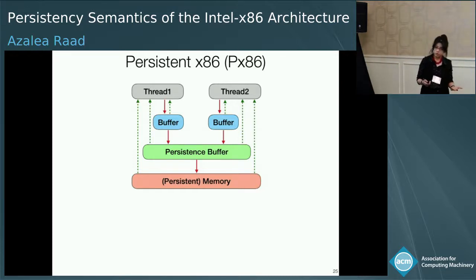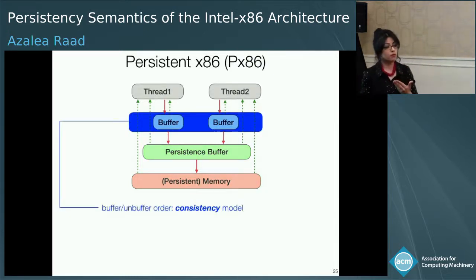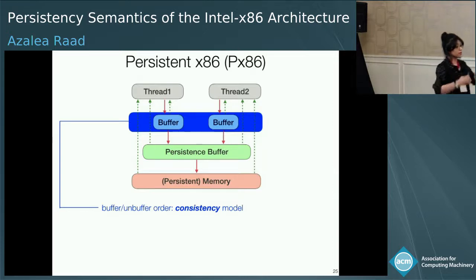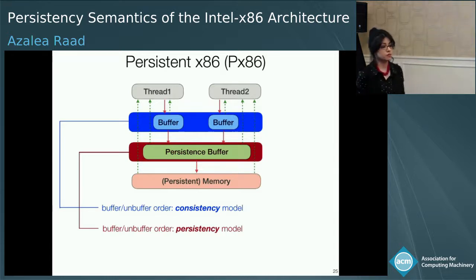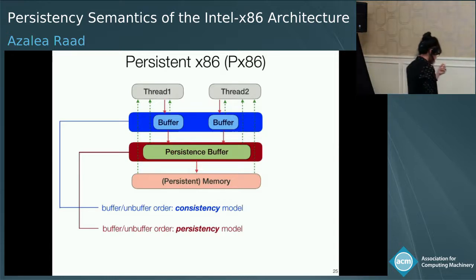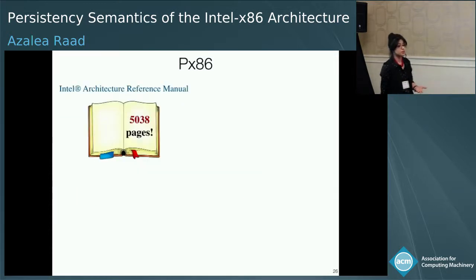So going back to our previous terminology, you can think of the order in which the writes are unbuffered from thread local buffers as your consistency model. Because remember, the consistency model describes the order in which the writes are made visible to other threads. So it is when they leave the thread local buffers that they become visible to other threads. Analogously, you can think of the order in which the writes leave the persistence buffer as your persistency model, because that's the order in which the writes reach the persistent memory. And together, they give you the semantics of px86. To formalize all of this, we had to pore over the Intel manual, which is 5,000 plus pages.